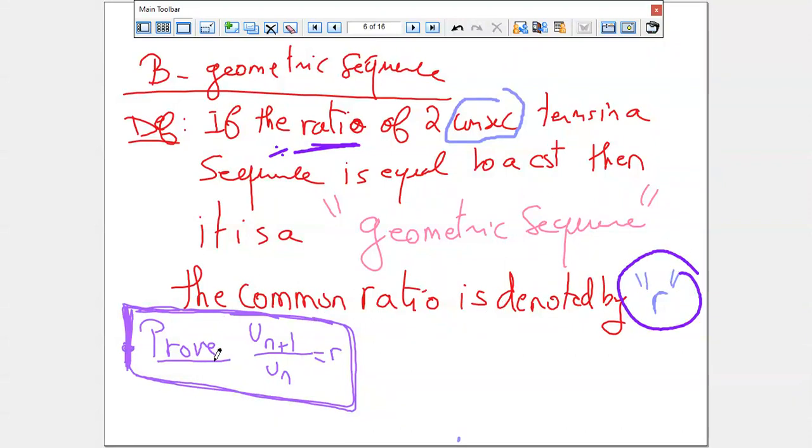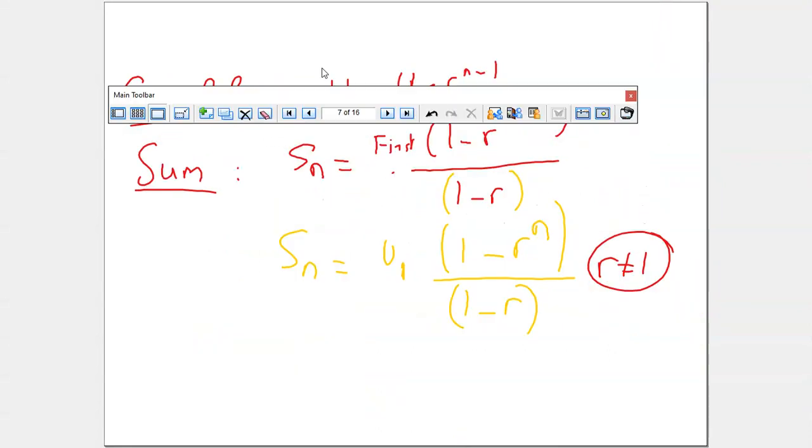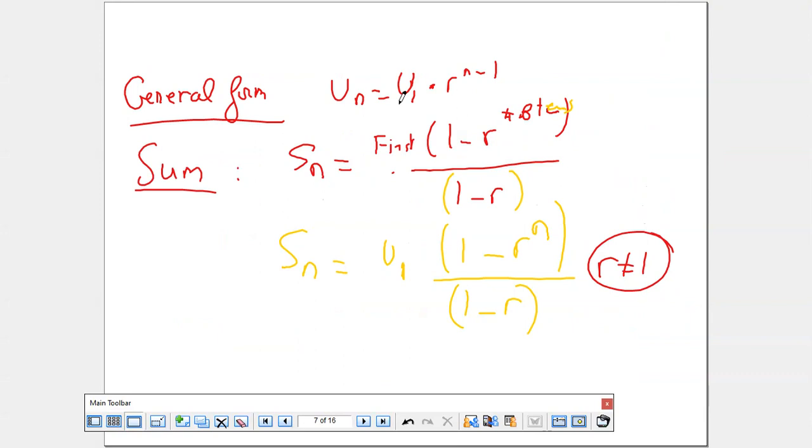So how do we prove a geometric sequence? We do un plus 1 over un, and it should give me a constant. If it doesn't give me a constant, it's not a geometric sequence. What is the general form? Exactly the same as the preceding one. Un is equal to u1 times r exponent n minus 1. And if I want to make it more general, I can write up is equal to uq times r exponent p minus q. So sometimes I can start by u2, u3, u0.